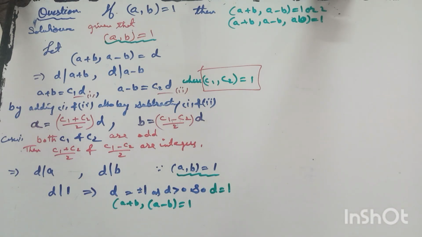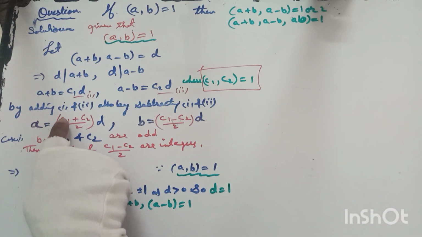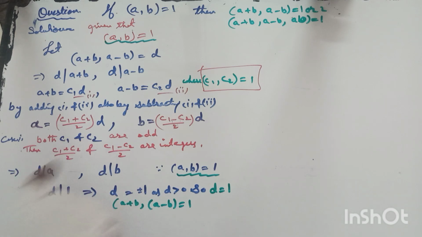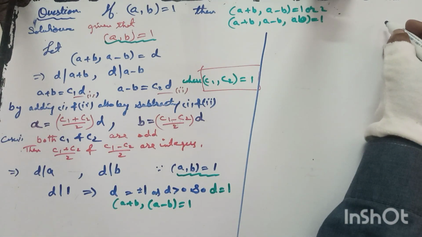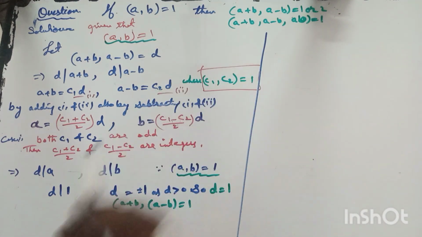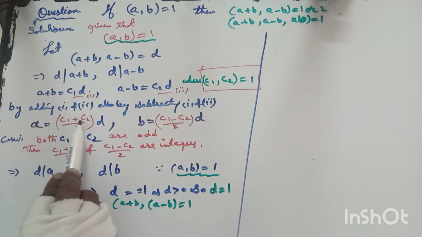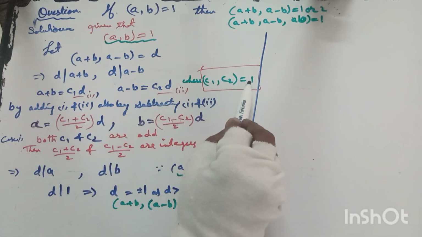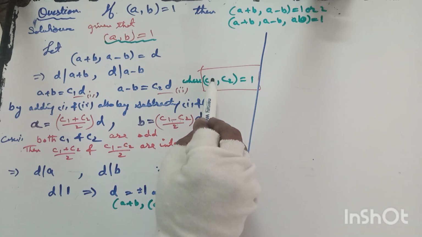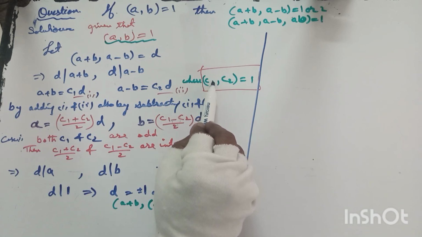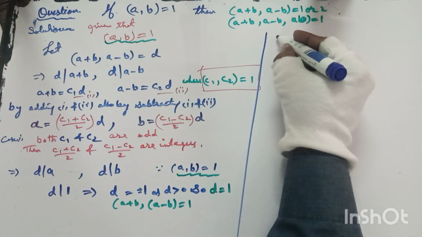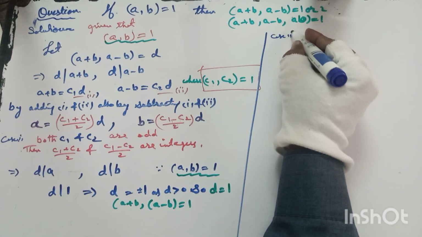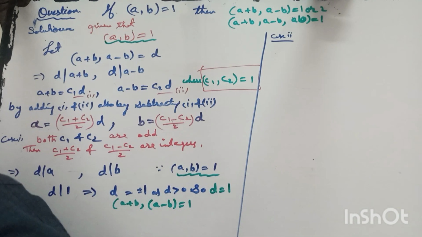Now the second case. I supposed here C1 and C2 both are odd. If both are not odd, then one is even. Why? Because C1 and C2 are relatively prime, so there are two cases: one case is both are odd and the other case is one is even.